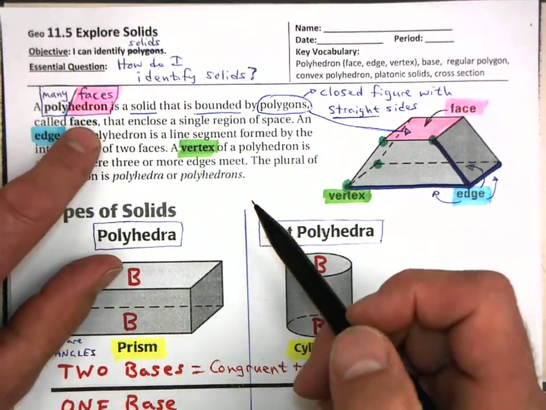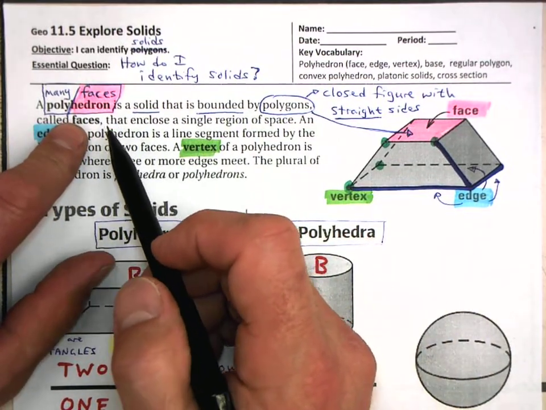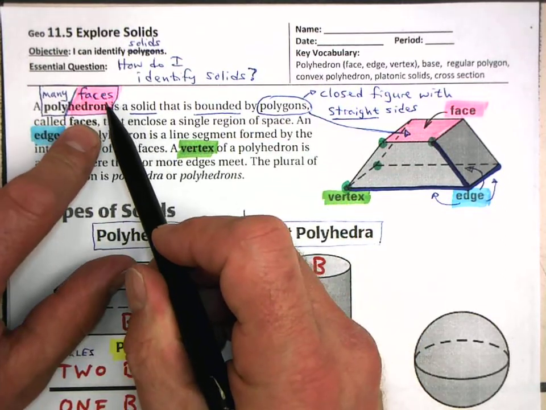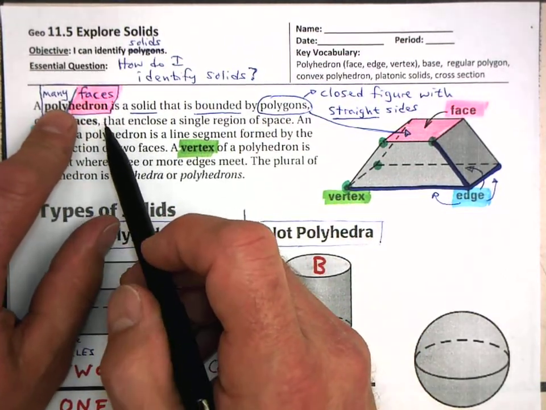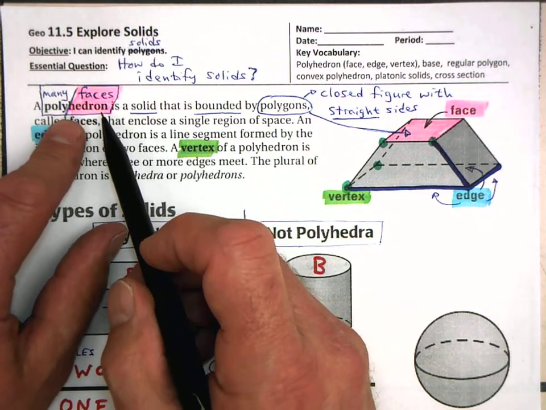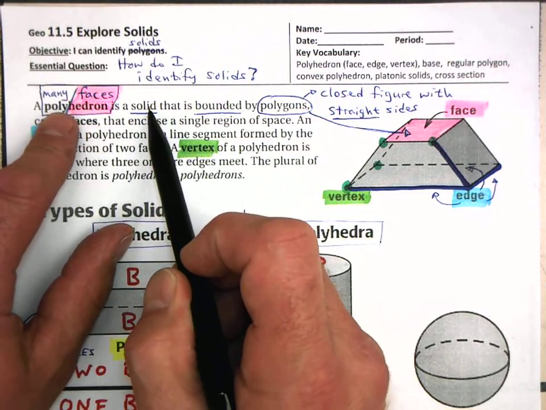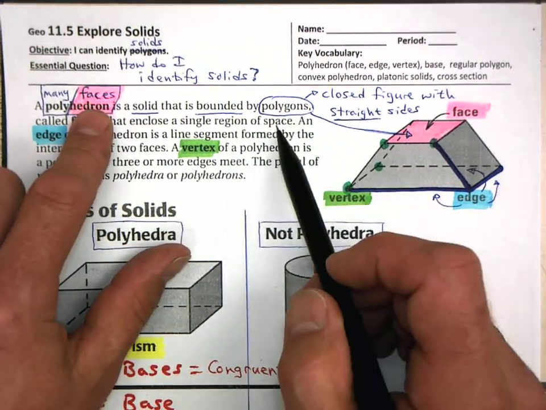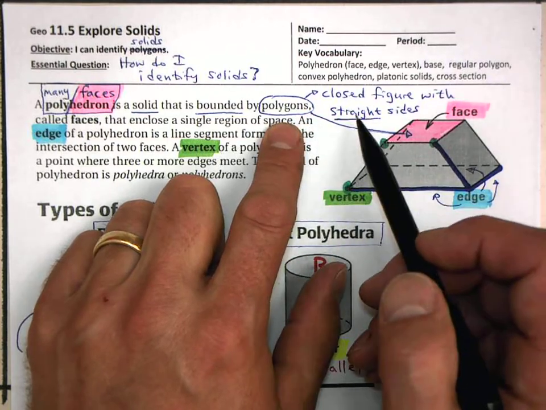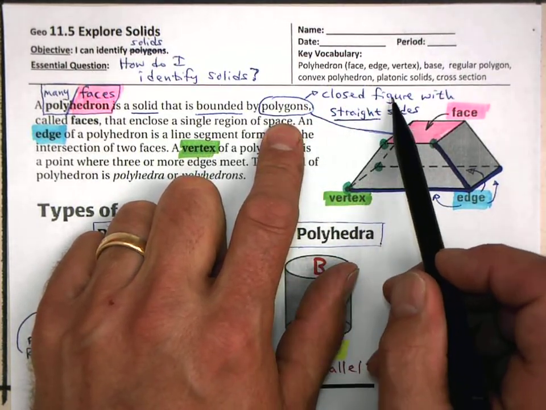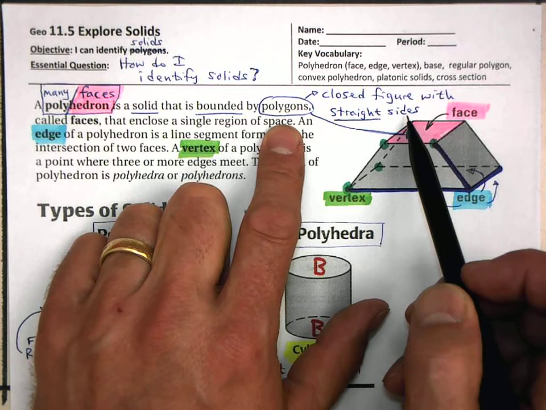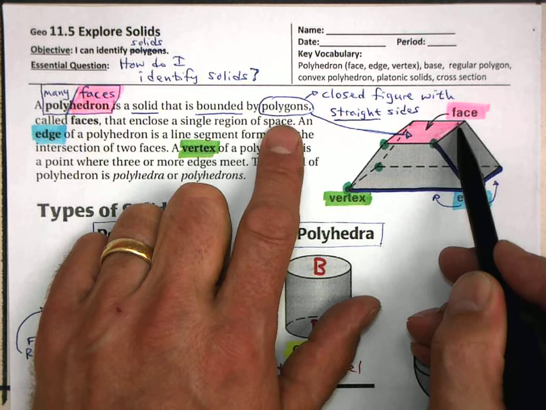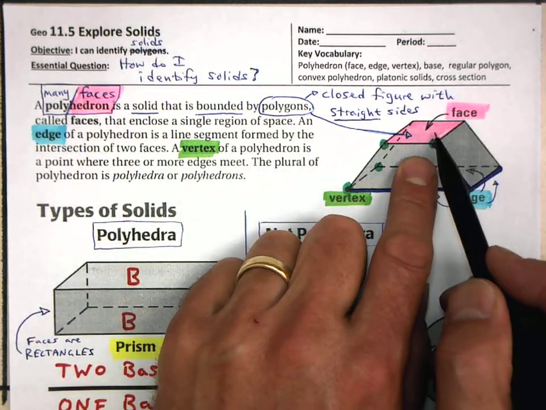In order to do this, let's identify, first of all, some useful terminology. Polyhedron. Poly is many, hedron is faces. So a polyhedron is a three-dimensional object that is a solid that has many faces, and these faces are polygons. So polygons, you will remember, are a closed figure with straight sides. So for example, this is a polygon right here, and so we call this a face.